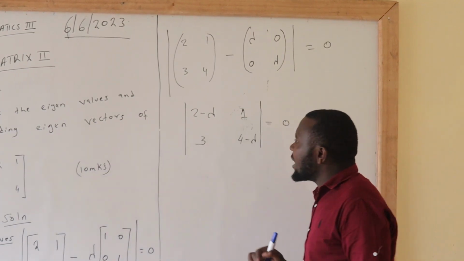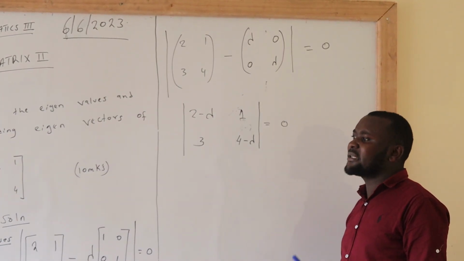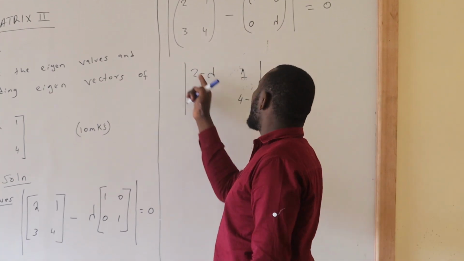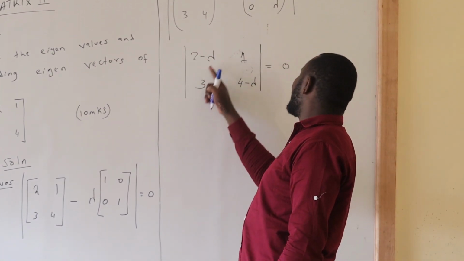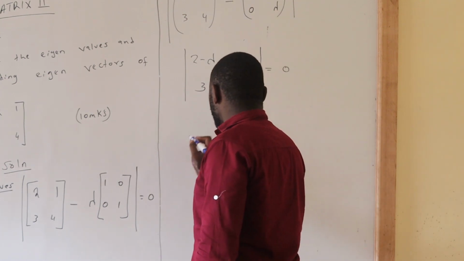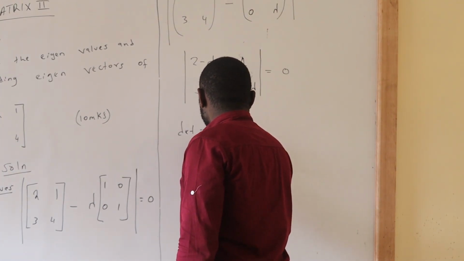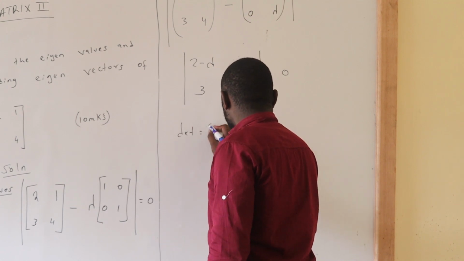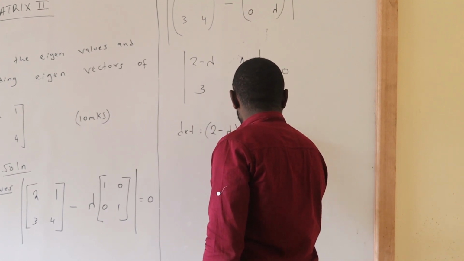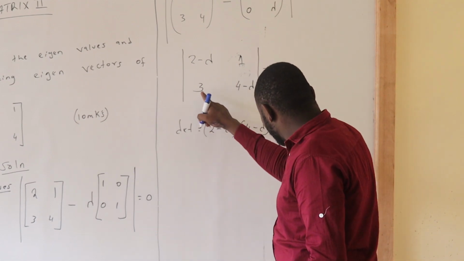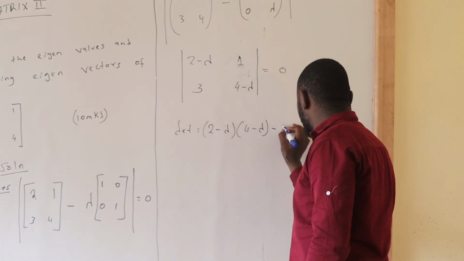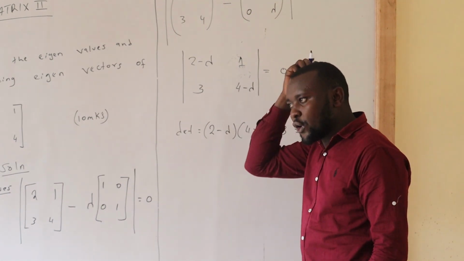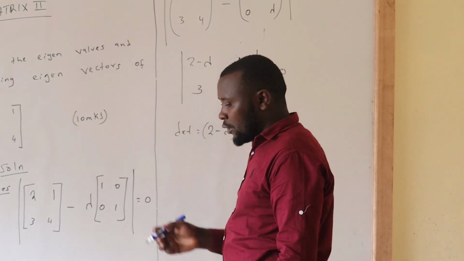So, let's get the determinant of this. How do you get determinant in our year 1? We say we are going to multiply the diagonal and subtract the other diagonal. So the determinant is 2 minus lambda multiplied by 4 minus lambda, minus this multiplied by this, which of course is just 3. All of this is equal to 0.